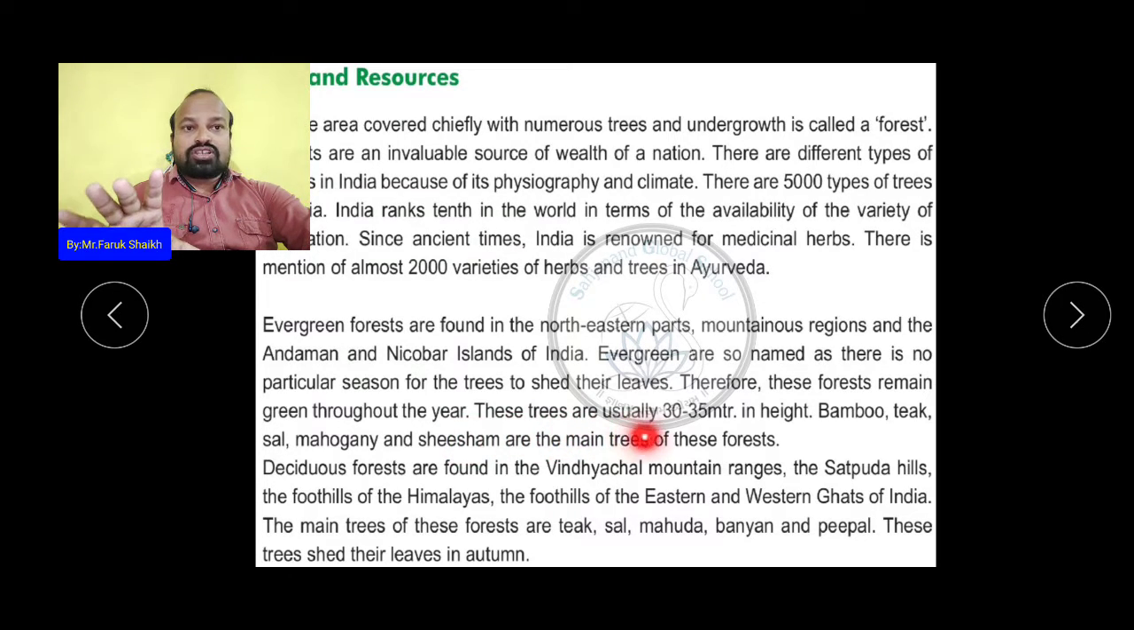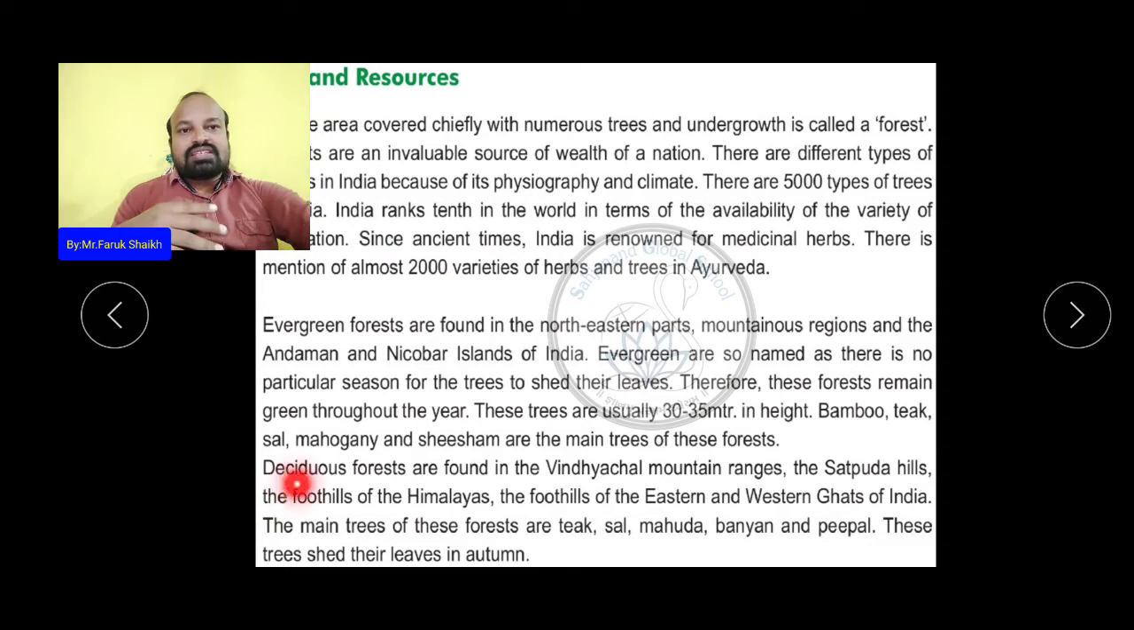These trees are usually 30 to 35 meters in height. Bamboo, teak, sal, mahogany, and sesame are the main trees of this forest. In this evergreen forest, the bamboo, teak, sal, mahogany, and sesame trees are the main trees.